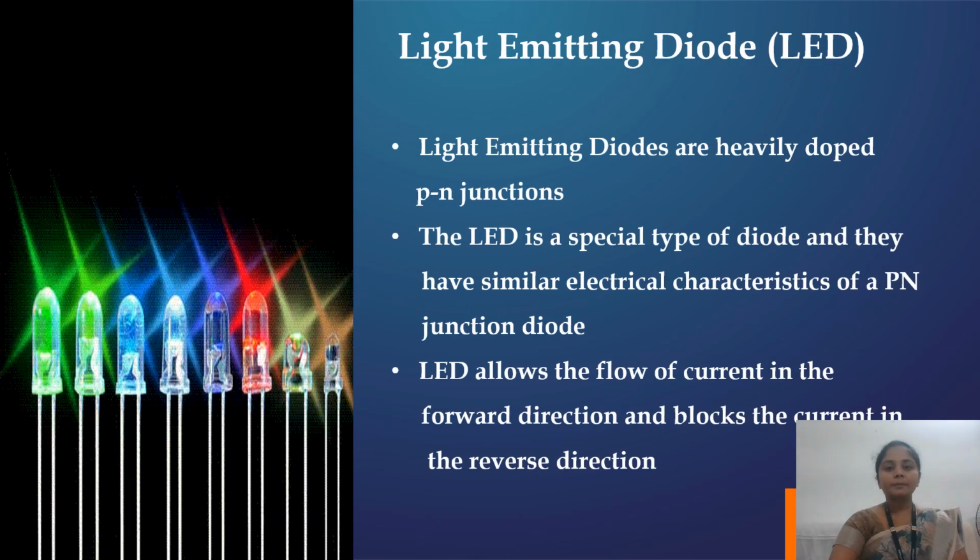We will now look into the basic concepts of an LED. LED is nothing but a heavily doped PN junction diode, or I can call it a special type of diode, and this LED will have electrical characteristics exactly similar to that of the PN junction diode. When you look into this LED operation, it will allow the current to flow only in the forward direction and it will block the current in the reverse direction. So this process is exactly similar to that of a PN junction diode.